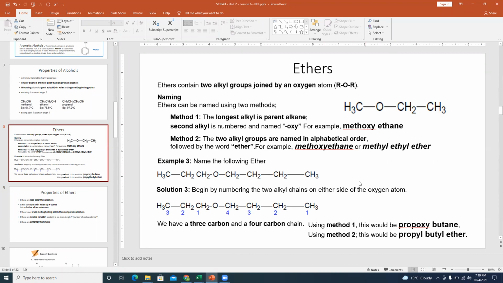And then we talked about there being two different ways of naming them. Really pick whichever one makes the most sense to you. I like the ease of just naming the two alkyl groups and then putting the ending ether: methyl ethyl ether, propyl butyl ether. That seems pretty easy to me. But you could also call it methoxyethane or propoxybutane.